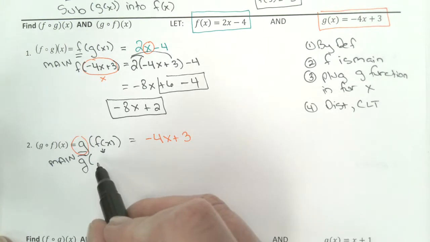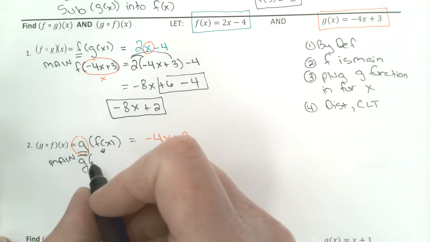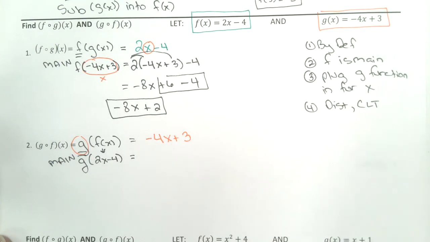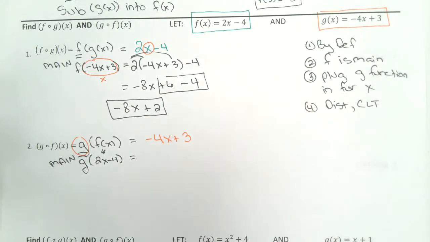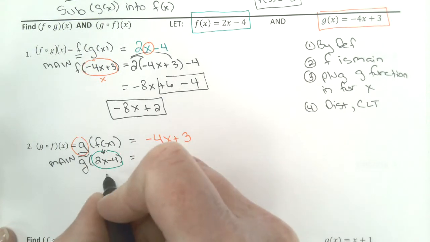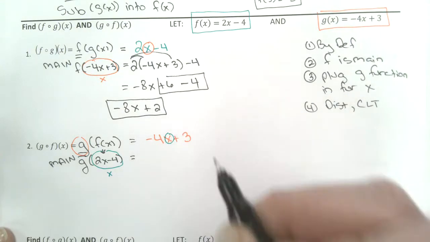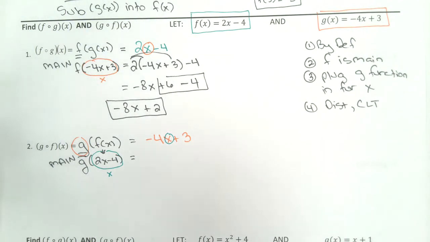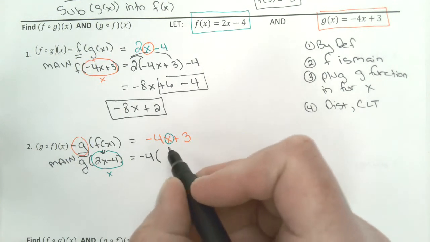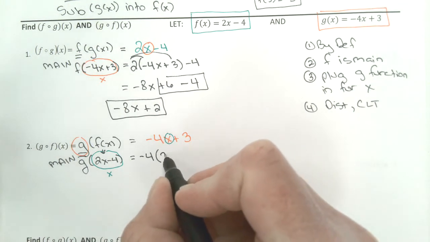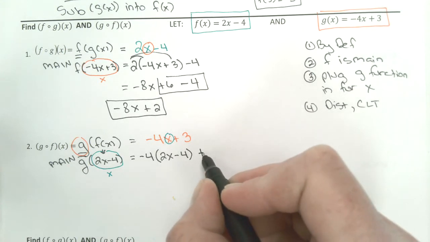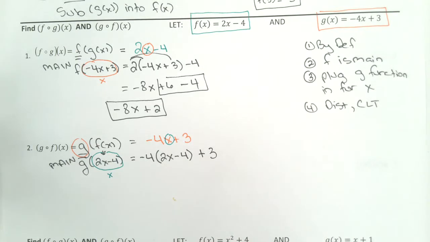Now I'm going to put in parentheses what my f function is. So your f function is 2x minus 4. So I'm going to plug this in place of x right there. So I keep everything else. I keep my negative 4. In place of the x, you're going to sub in 2x minus 4, and then bring down your plus 3.